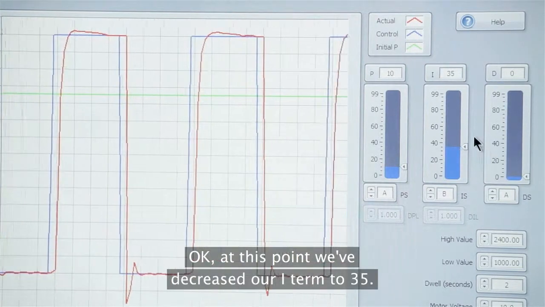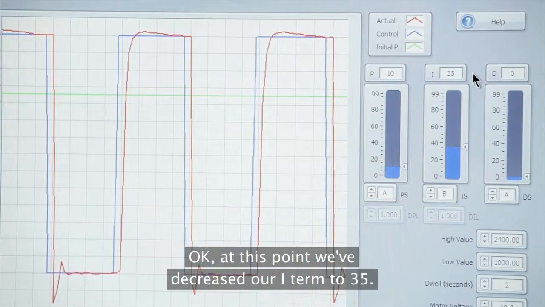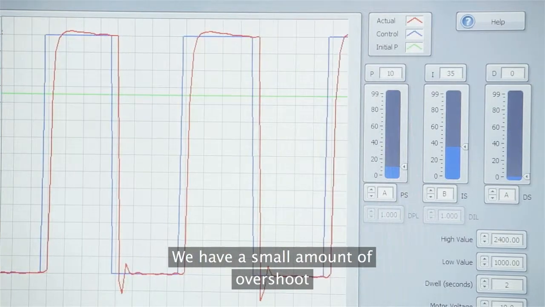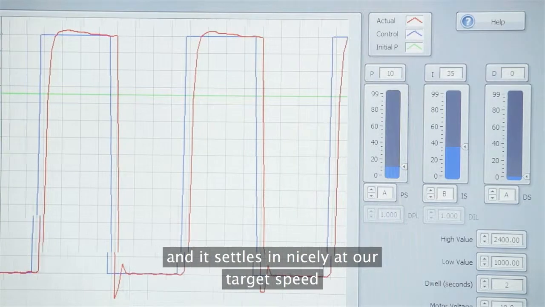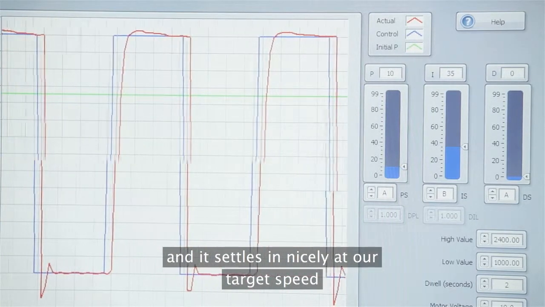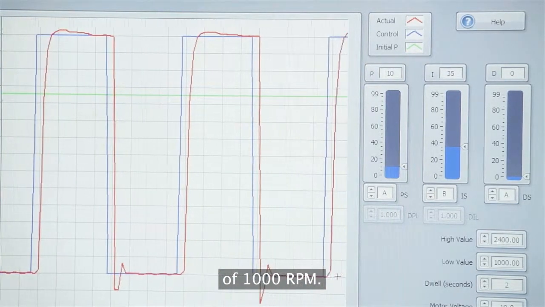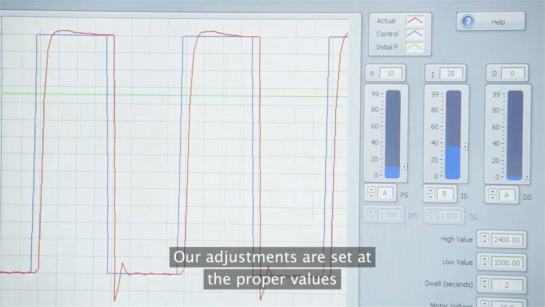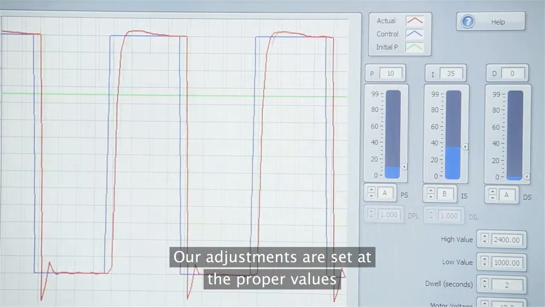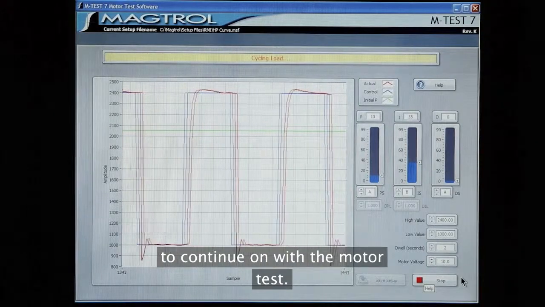Okay, at this point we've decreased our I term to 35. We have a small amount of overshoot and it settles in nicely at our target speed of 1000 RPM. So our adjustments are set at proper values to continue on with our motor test.